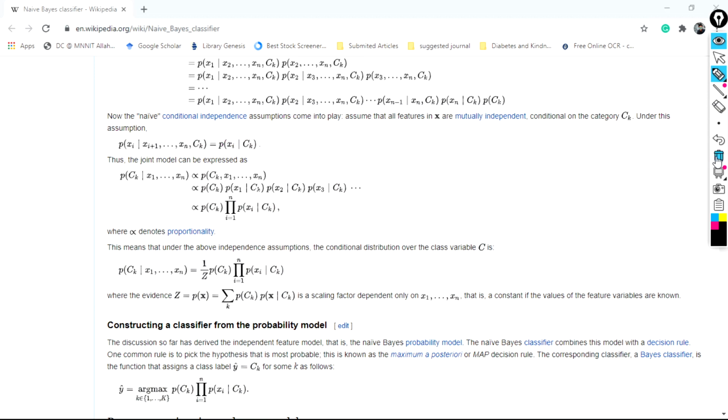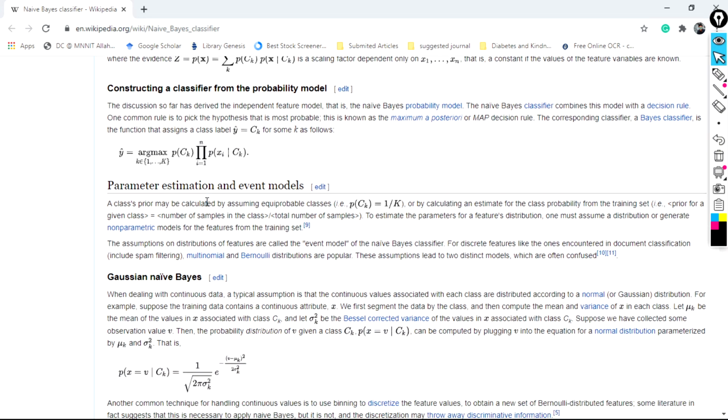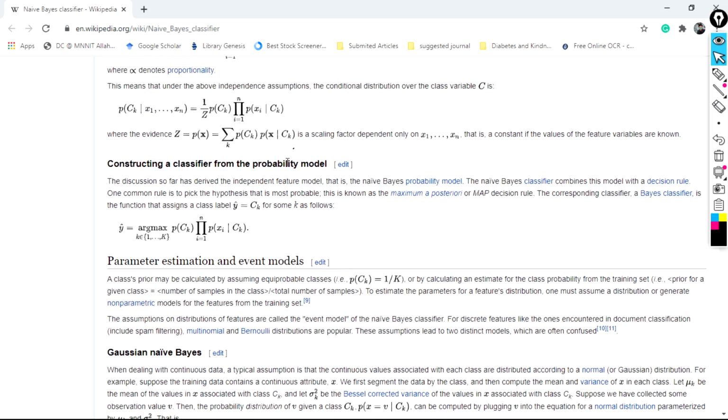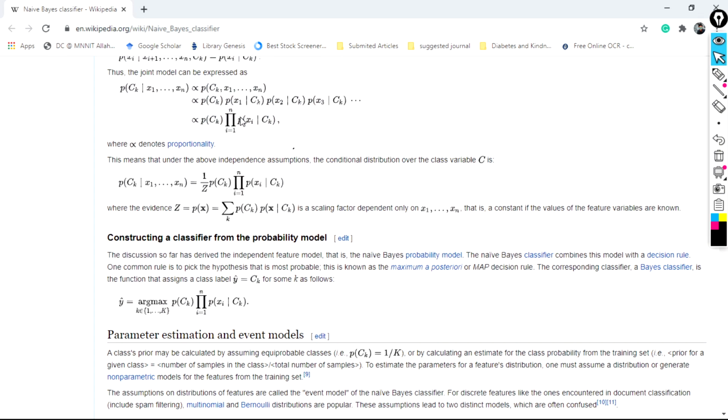Now at the end, for each class we can easily compute this term. Now at the final step we are interested in comparing. How will we compare? We actually have to find the maximum of this probability, the maximum probability among all these probabilities.